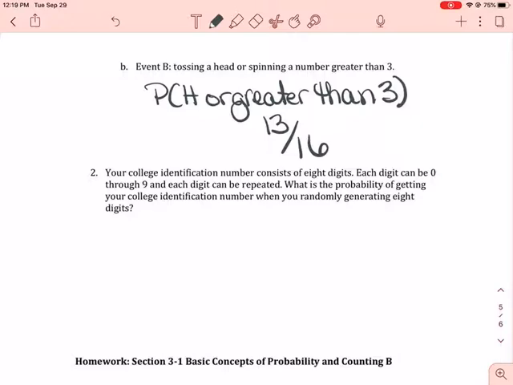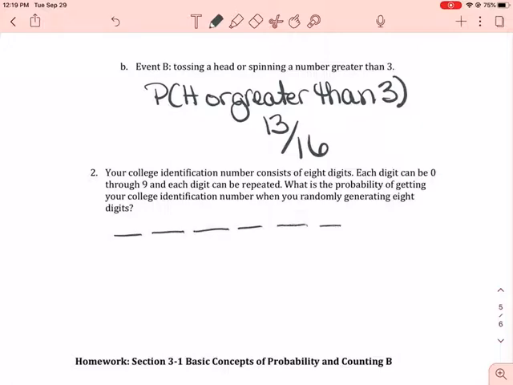All right, so let's look at this. Your college identification number consists of 8 digits. Each digit can be 0 through 9. So how many digits do we have? We have 10. And each digit can be repeated. What is the probability of getting your college identification number when you randomly generate 8 digits? So I guess we have to figure out how many things are in the sample space.